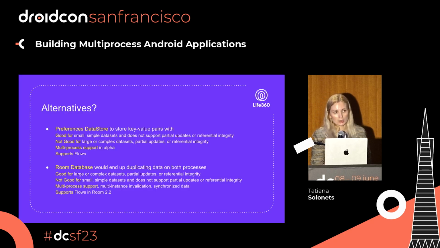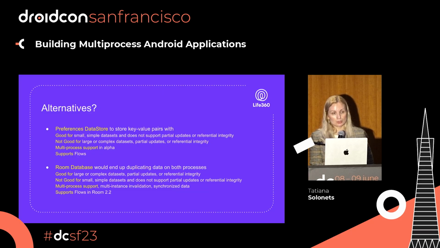So what are the alternatives to the way we implemented it? There's something new that already came out, Preference Data Store. And starting with version, I believe it's in alpha now, 1.1, it's going to support multiprocess environment, which is great. So it could be a good alternative for our library that's called Harmony that our coworker created.